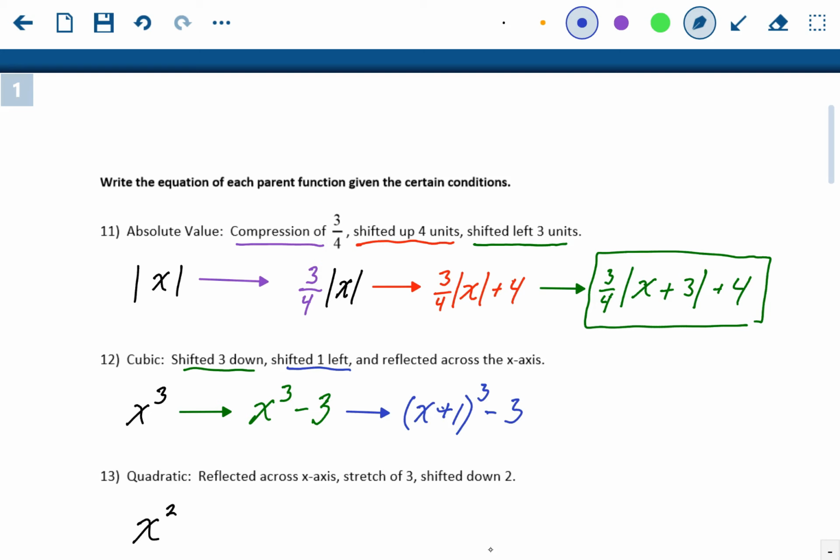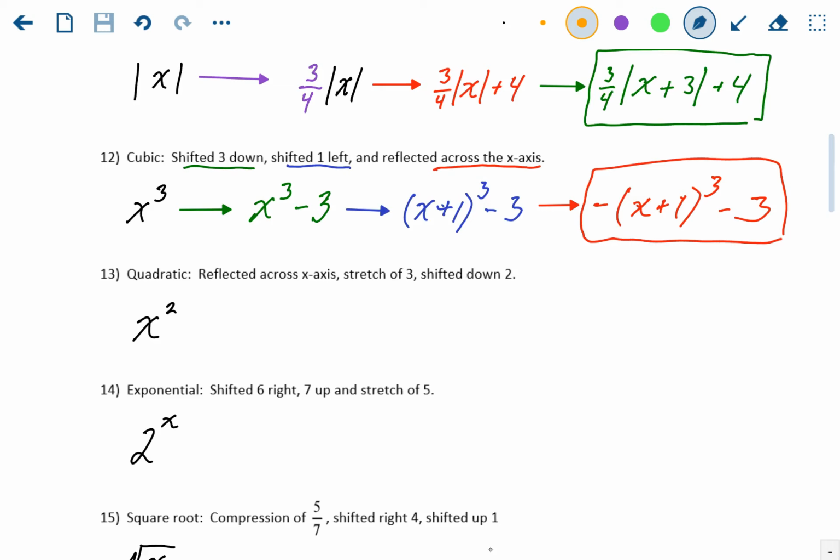And then the last part, reflected over the x-axis. Remember, to reflect over the x-axis, you have to have a negative a value. So there's got to be a negative out front. So we'll just put a negative sign out there. You could put -1, or you could just do the negative sign. I'm just going to do negative x plus 1 to the 3rd power minus 3.